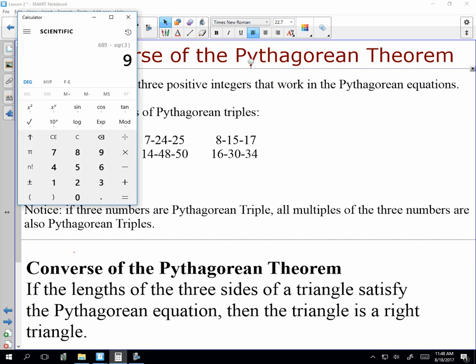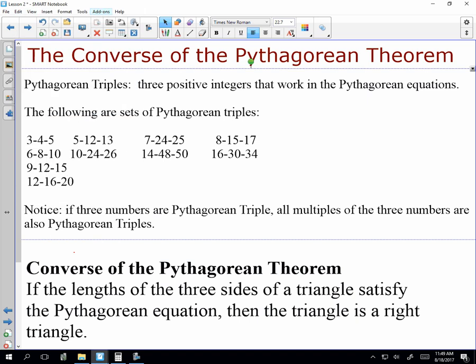So we have 3 squared plus 4 squared. Let's clear everything out here. 3 squared plus 4 squared is 25, and if we square root 25, we get 5. So we know that 3, 4, 5 is a Pythagorean triple. And notice every multiple of that is also a Pythagorean triple.